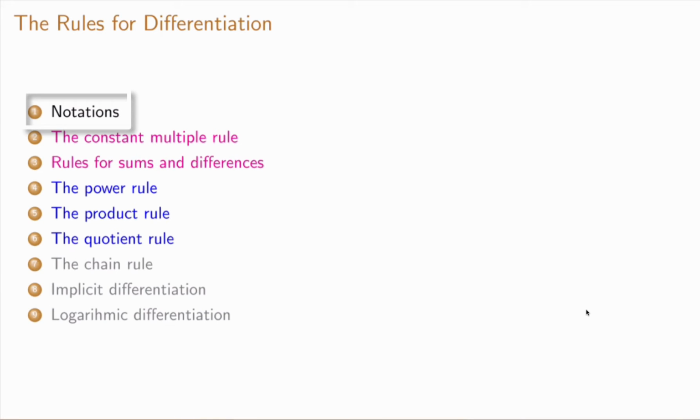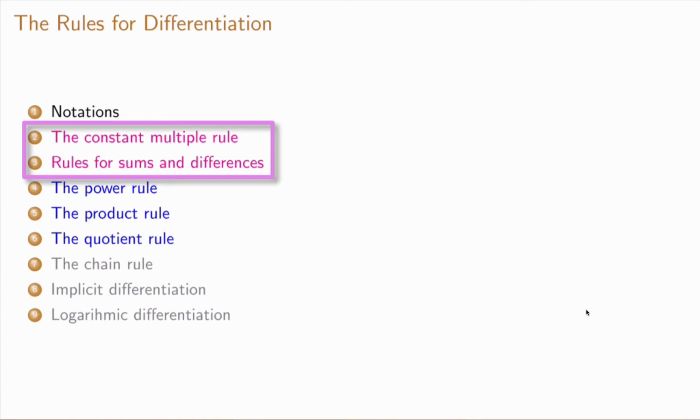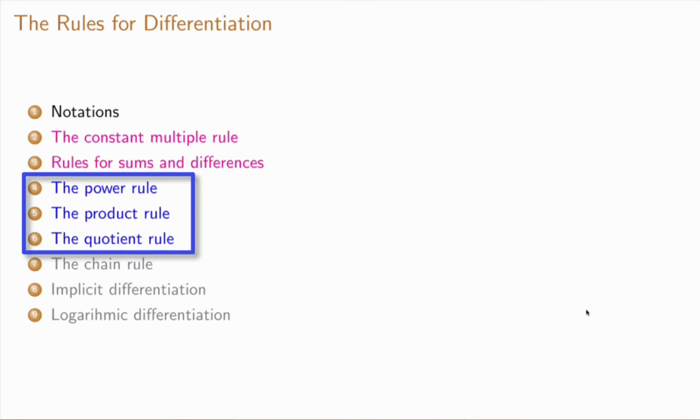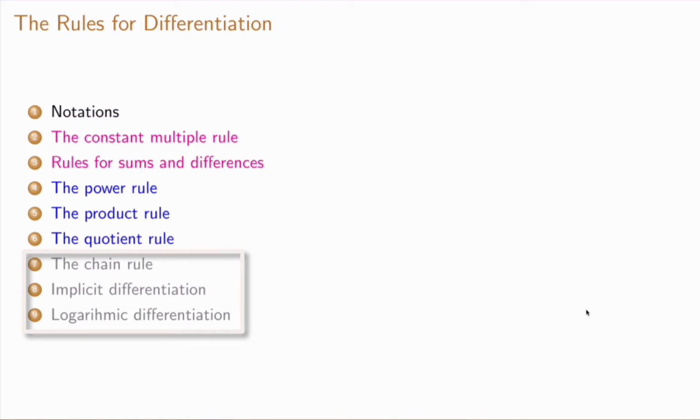So I start with a few notational comments, and then I look at the two rules, one for constant multiples and the other for sums and differences. These two rules are really super simple, and we can just blast through them. Then the power rule, the product rule, and the quotient rule is really the topic of this video. And then the chain rule, the implicit differentiation, and the logarithmic differentiation, I leave for later videos.